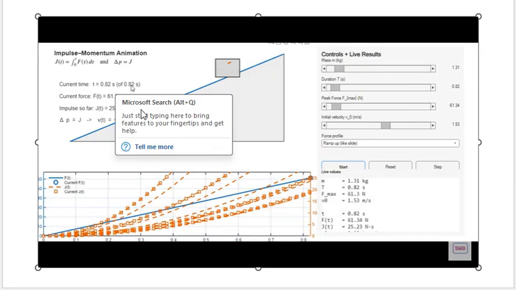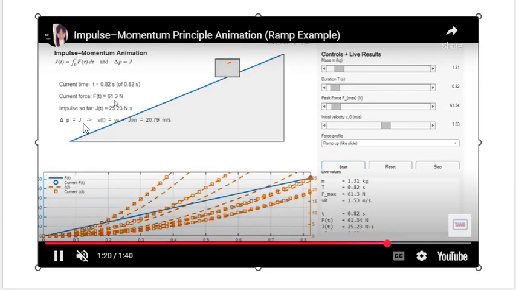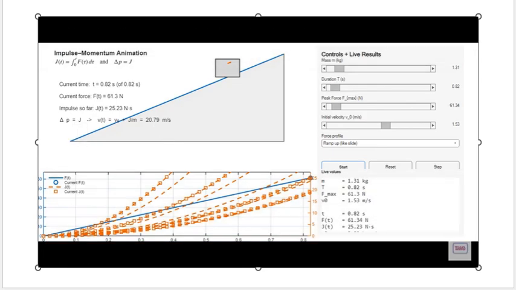Showing you the current time, and then of course it's showing you the current force, and then your impulse, calculated to be this amount. And then we also look at the momentum, and momentum we calculated this way, and we get about this much, 20.79 meter per second square.